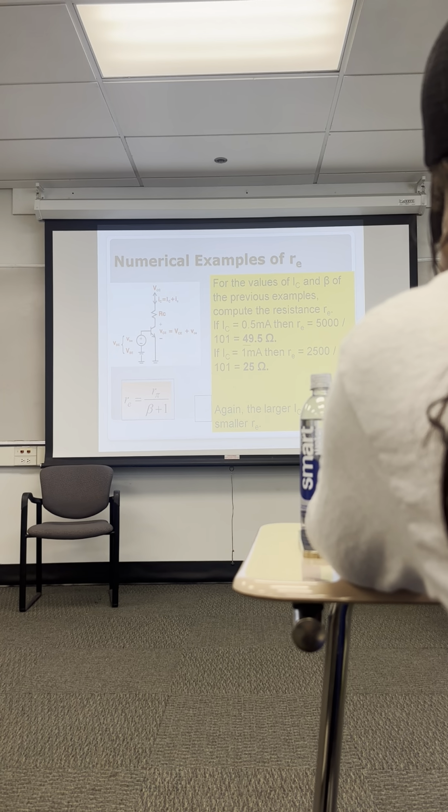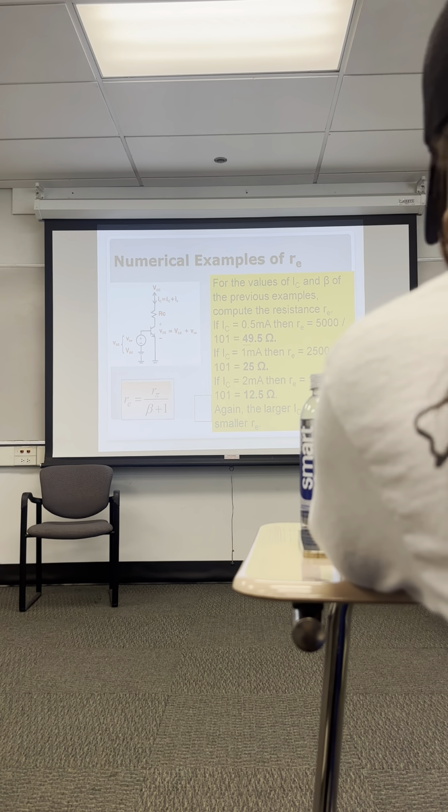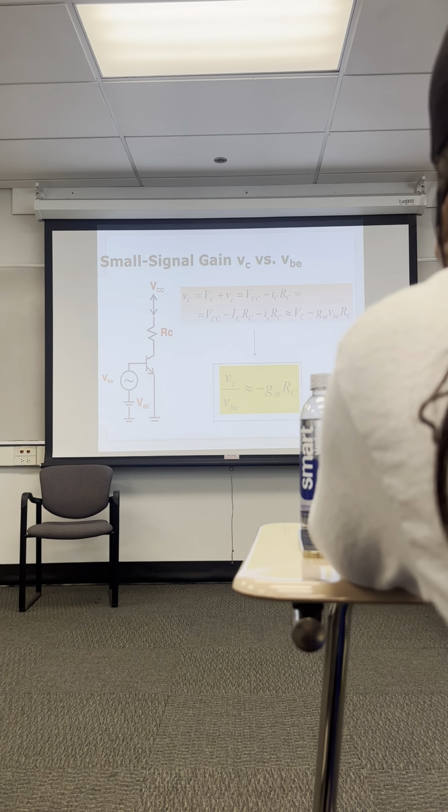If we increase the collector current to 1 milliamp, RE goes to 25 ohms. And if we increase it even more to 2 milliamp, RE goes to 12.5 ohms. So the larger I sub C, the smaller the emitter resistance. So we have G sub M, R pi, and then small R sub E.